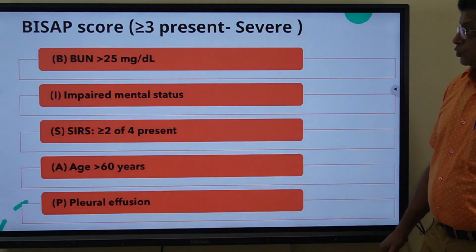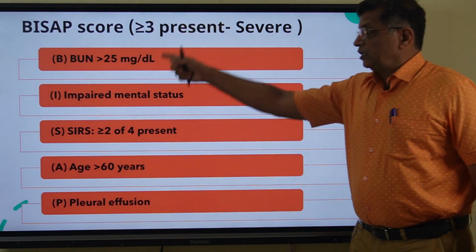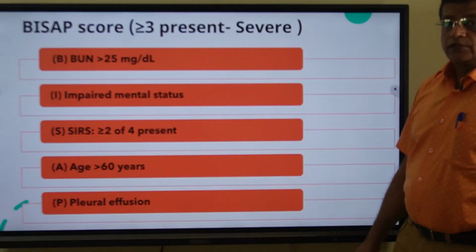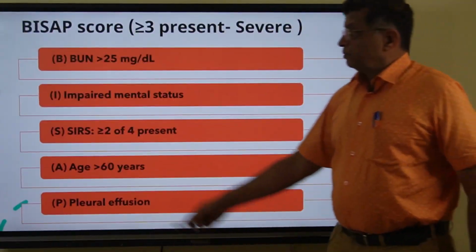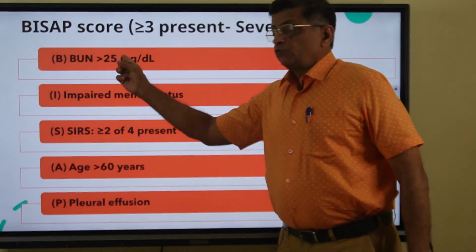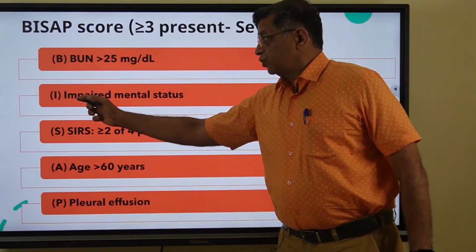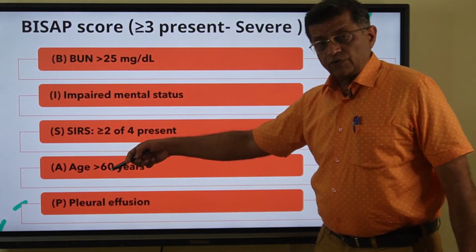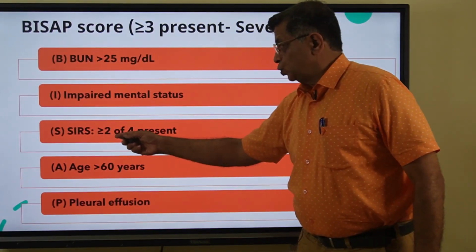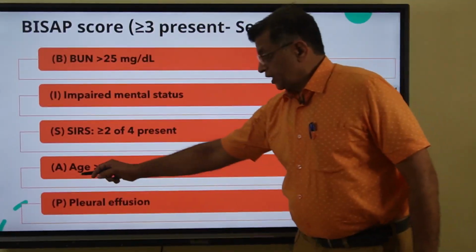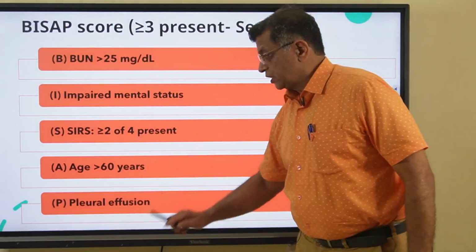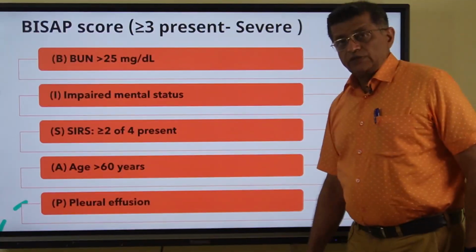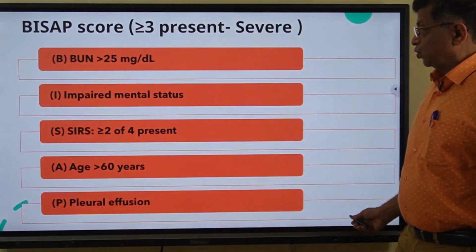And lastly, the BISAP score. If any 3 or more of these criteria are present, then it is termed as severe pancreatitis. B stands for BUN. If it is more than 25, you get 1 point. I stands for impaired mental status. S stands for SIRS criteria that we have already seen in the last slide, 2 or more of the 4. A stands for age more than 60, and P stands for pleural effusion. So any 3 of these if present, the patient has severe acute pancreatitis.